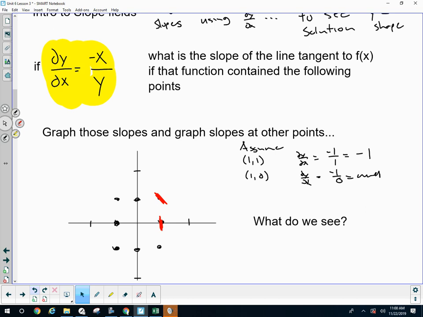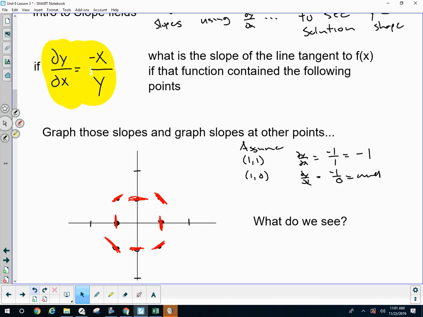At 0, 1, the slope is 0. This is a horizontal tangent. Draw a horizontal tangent. At negative 1, 1, well, that'd be positive 1 over 1, so I have a slope that's positive 1. At negative 1, 0, it's vertical. At negative 1, it will end up being negative 1. At 0, negative 1, it's undefined. At 1, negative 1, it ends up being positive 1.